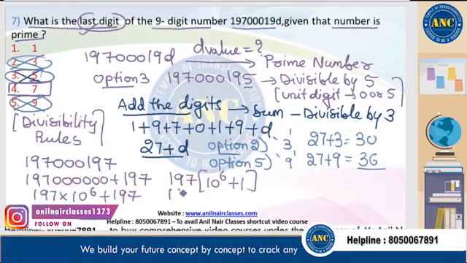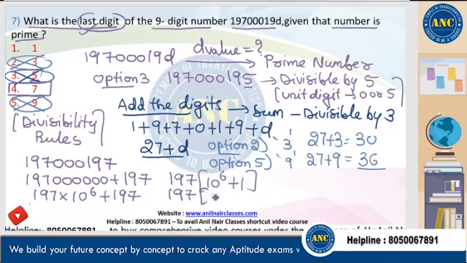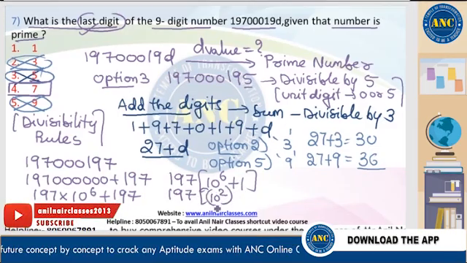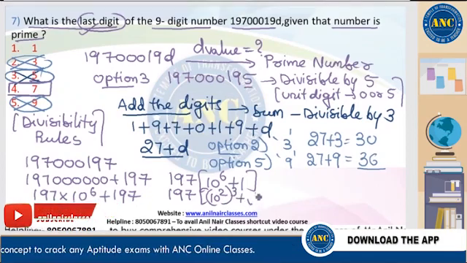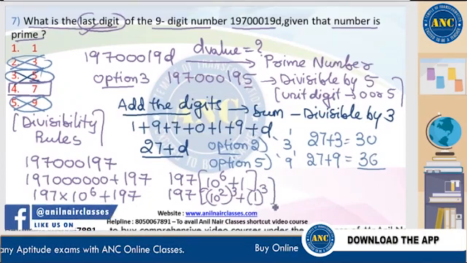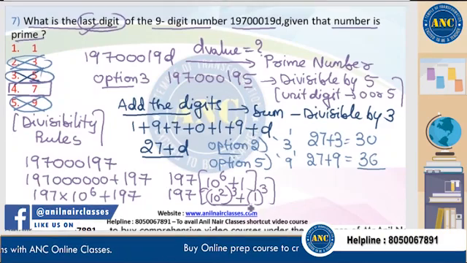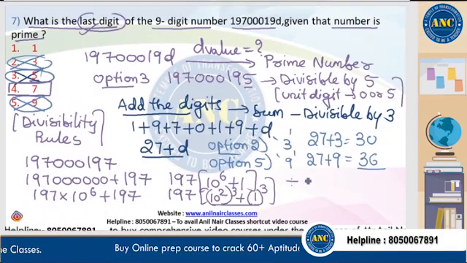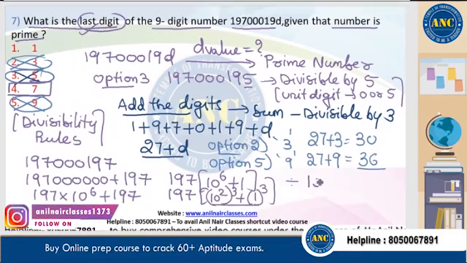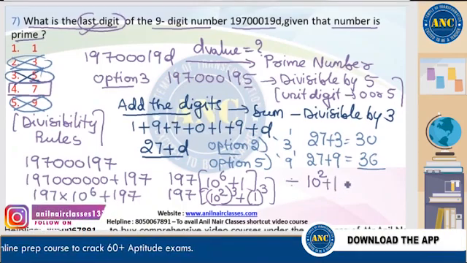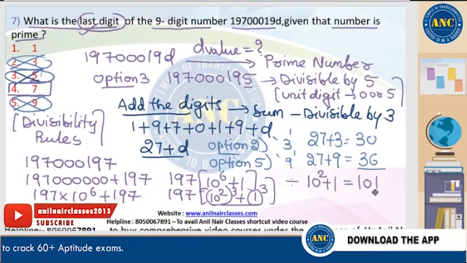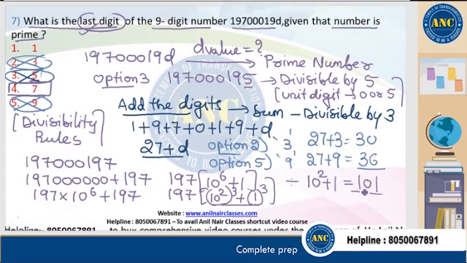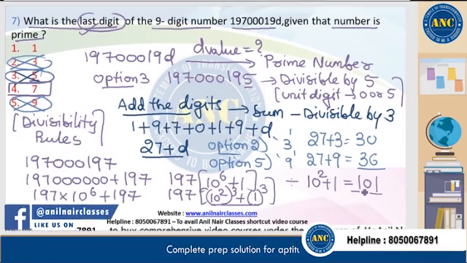10 power 6 plus 1 is nothing but (10 square) whole cube plus 1 whole cube. A cube plus B cube is divisible by A plus B, which is 10 square plus 1, which is nothing but 101. If a number is divisible by 101, how can the number be a prime number?